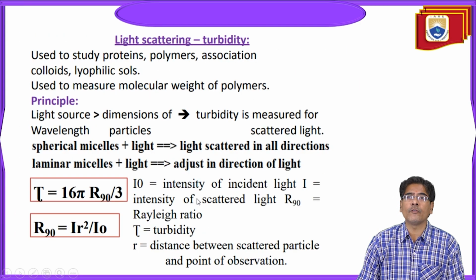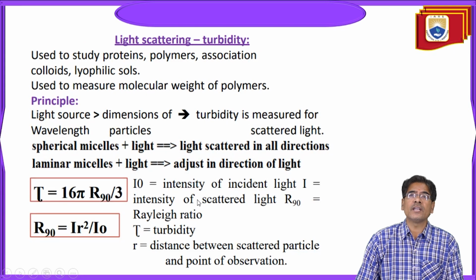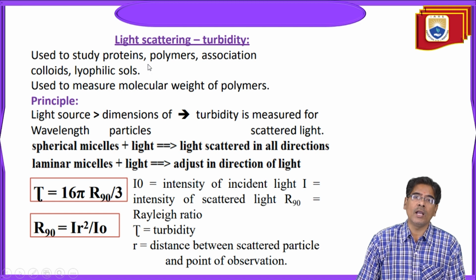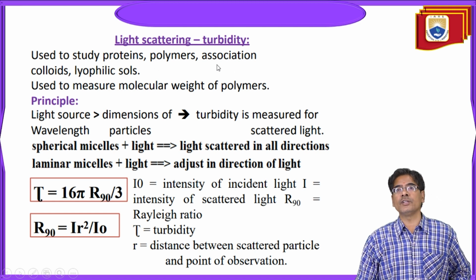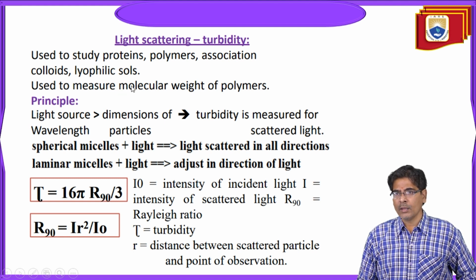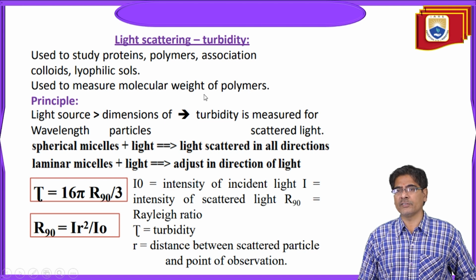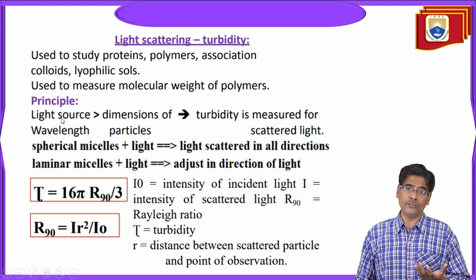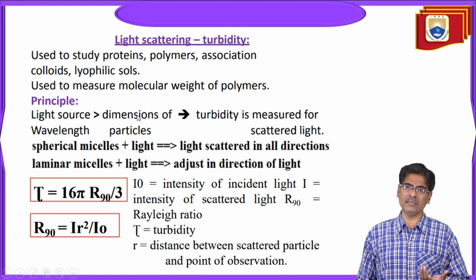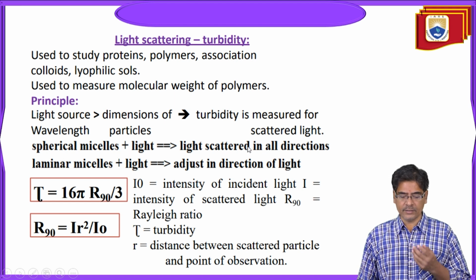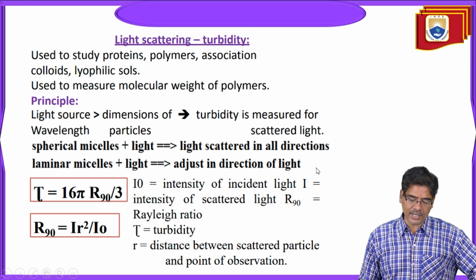So this is the spectrophotometer and nephelometer. Light scattering turbidity is used to study proteins, polymers, association colloids, and lyophilic salts. It is used to measure the molecular weight of polymers. The principle involved is that the light source, the dimensions of the particle, and the wavelength of the light source give the turbidity, which is a measure of scattered light. Spherical micelles plus light give light scattered in all directions, and laminar micelles plus light give scattering adjusted in the direction of light.